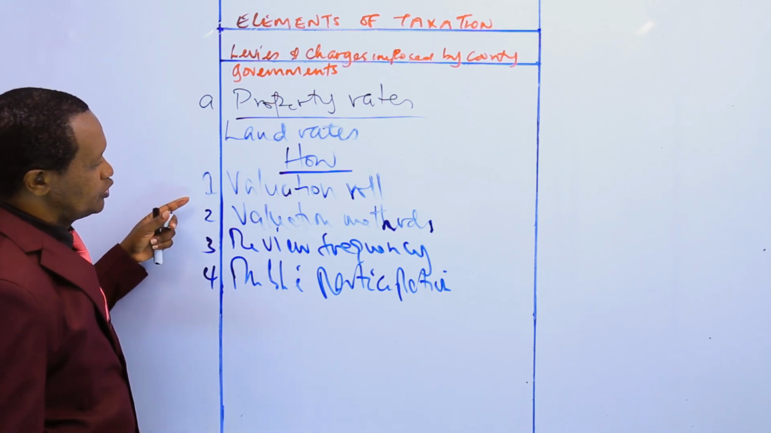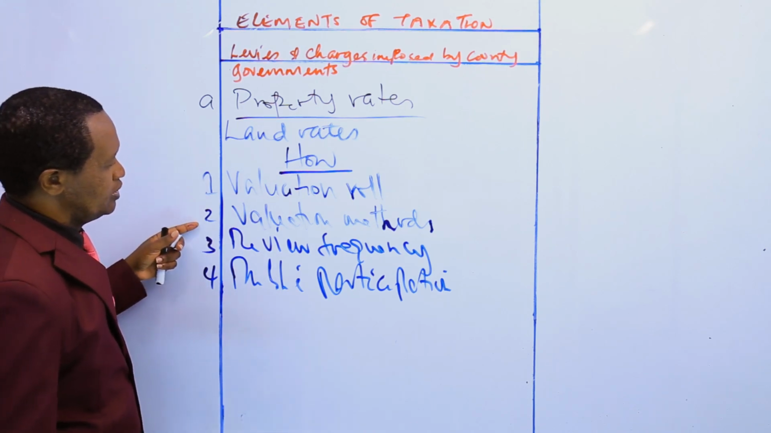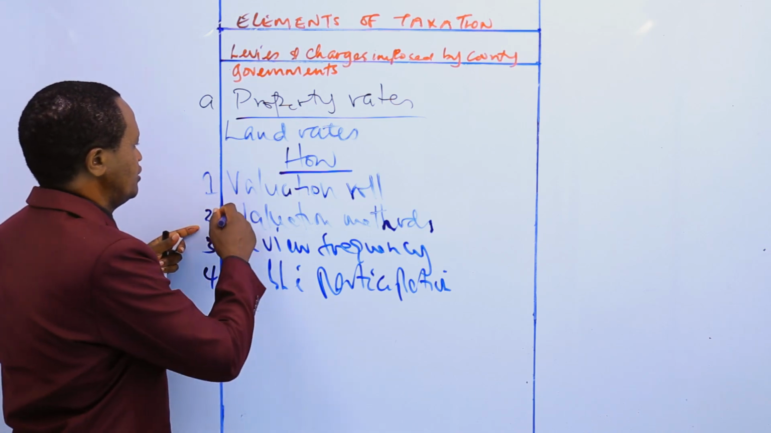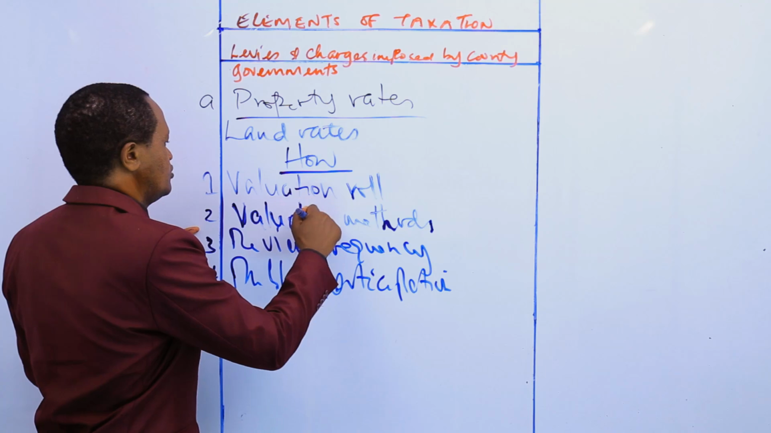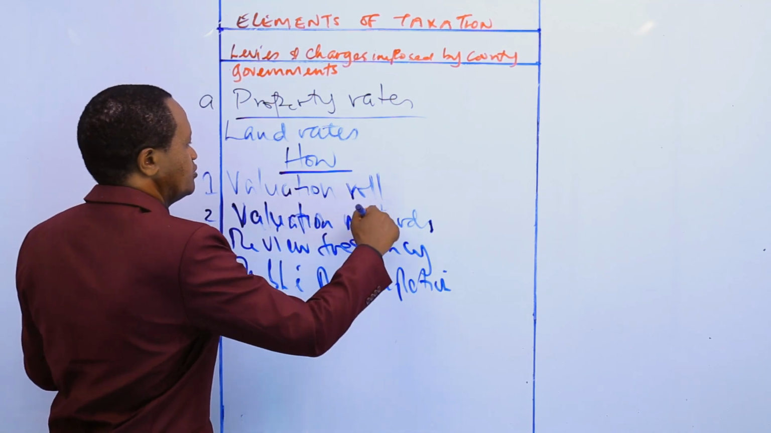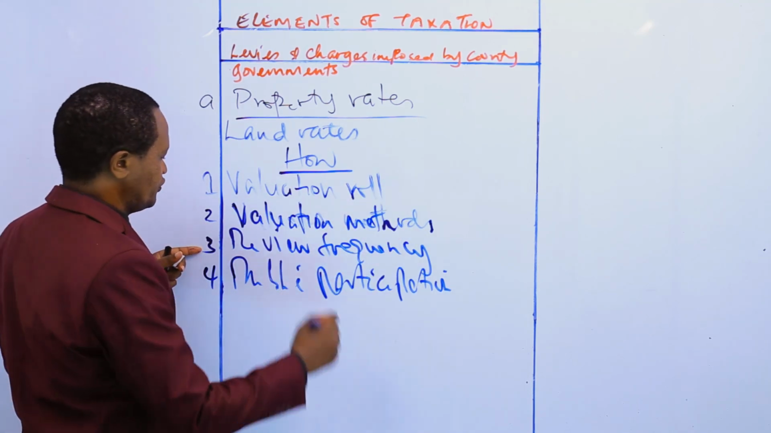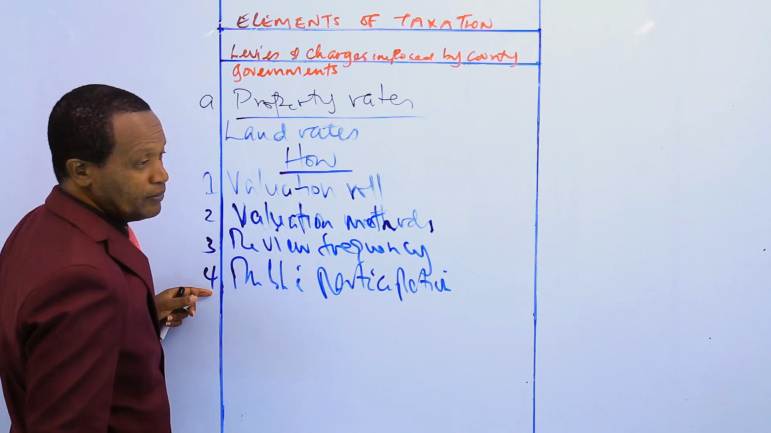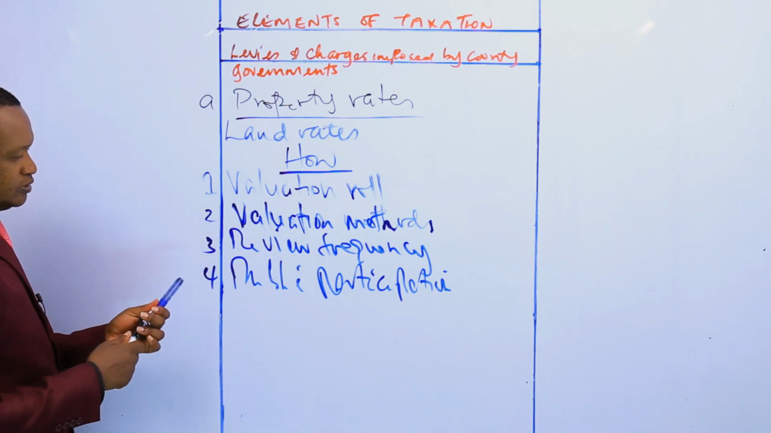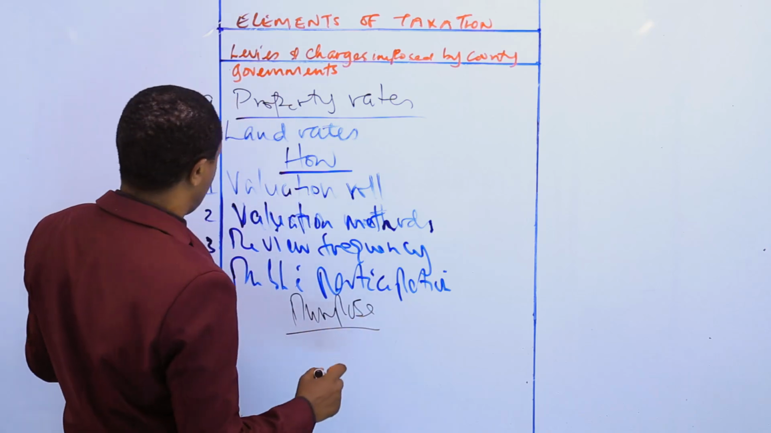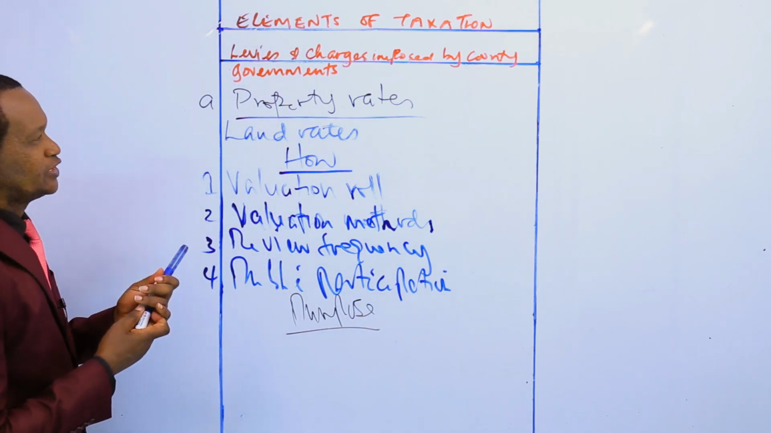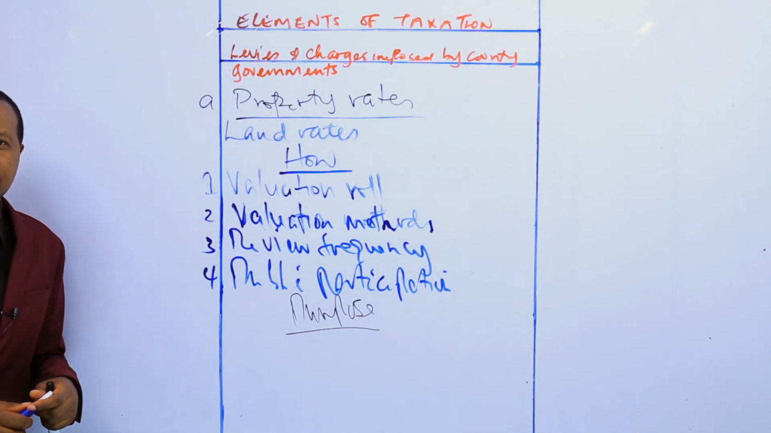There has to be a valuation roll, then there has to be valuation methods. Number 3, review frequency. Number 4, public participation. So what is the purpose? Of what use are these property rates to county governments?